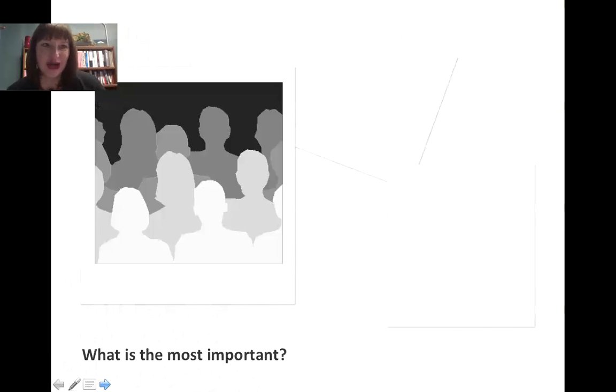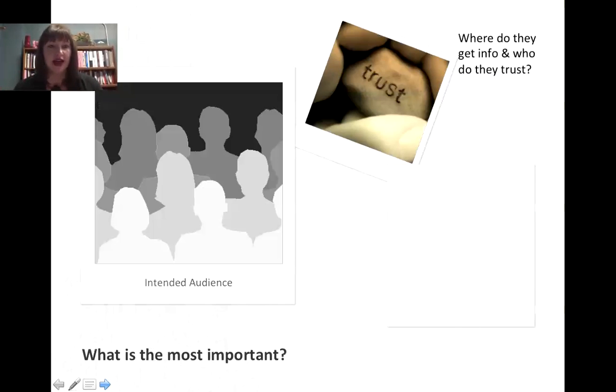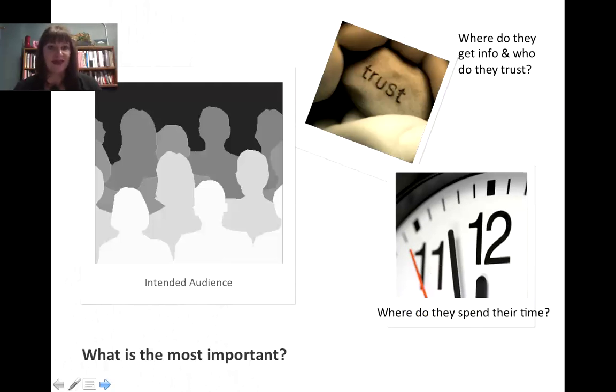So really determining what's most important, we have to determine what's most important to your audience. Look at that intended audience and their needs. And you did some of that in your focus group analysis that you conducted, but continue doing that. You might have to do some additional information searches of where these audiences get information about changing agricultural techniques and climate science in general. Who do they trust? And where do they spend their time?